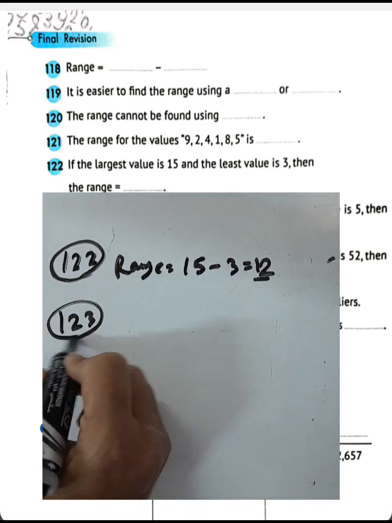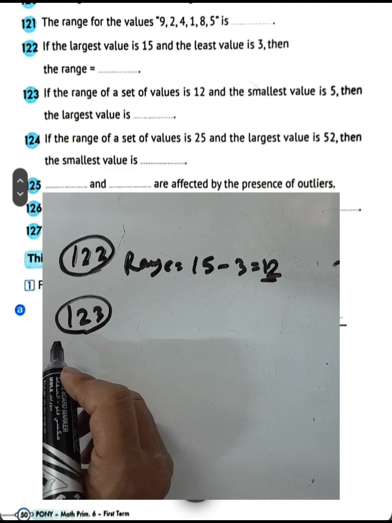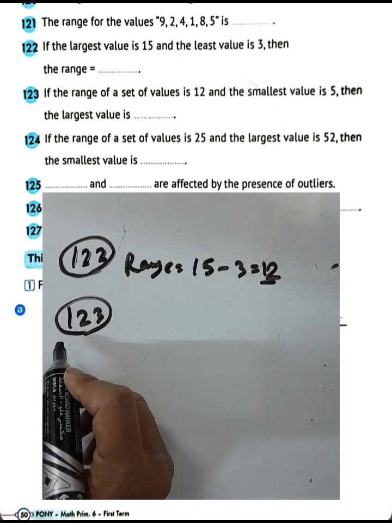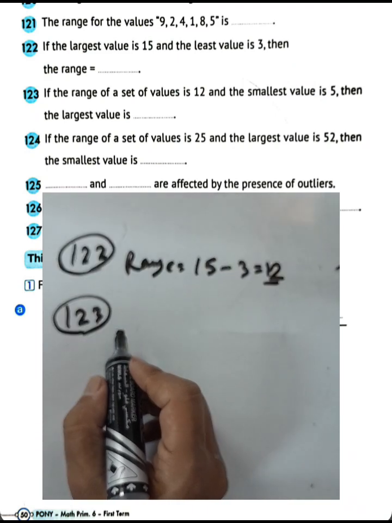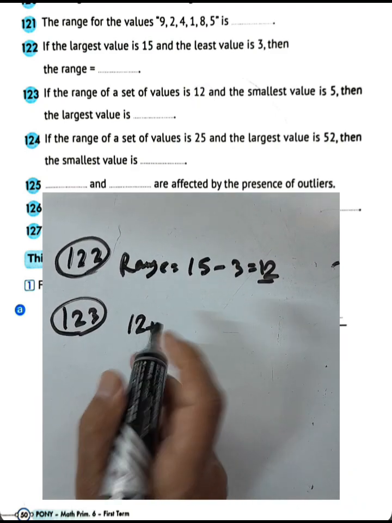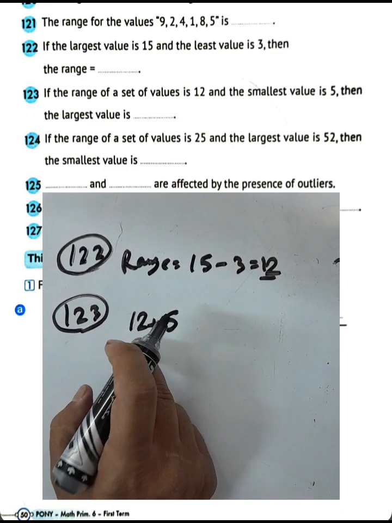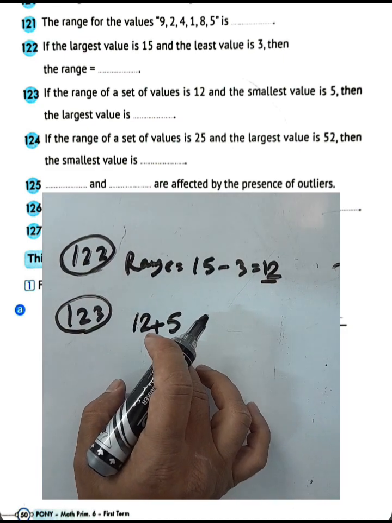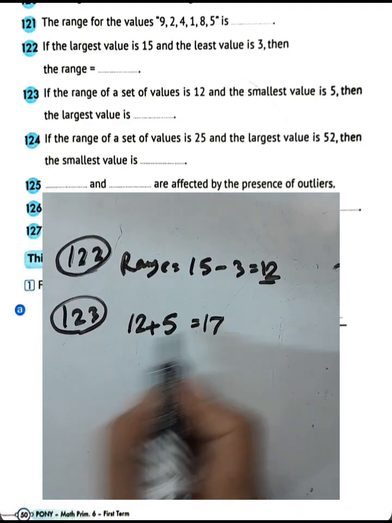Question 123. If the range of a set of values is 12 and the smallest value is 5, then the largest value? To find the largest value, we must add the range to the smallest value. The smallest value is 5 and the range is 12, then 12 plus 5 equals 17.